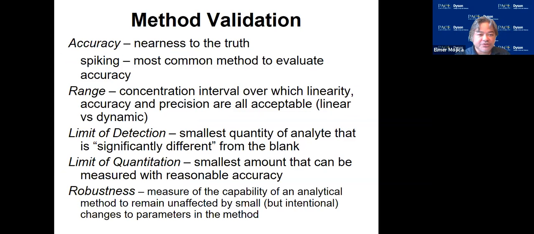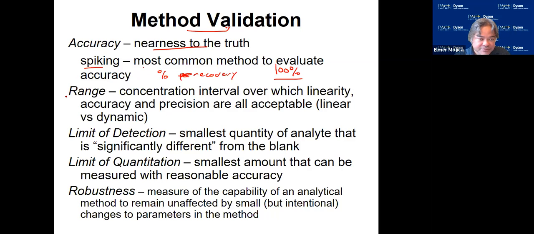Accuracy, so nearness to truth. The way they do this in method validation is by spiking. You spike a known concentration and you try to determine the so-called percent recovery. So what does it mean? If you spike a known concentration, you should be able to determine it when you analyze. So how accurate it is, usually if it's 100% recovery, then your method is accurate.